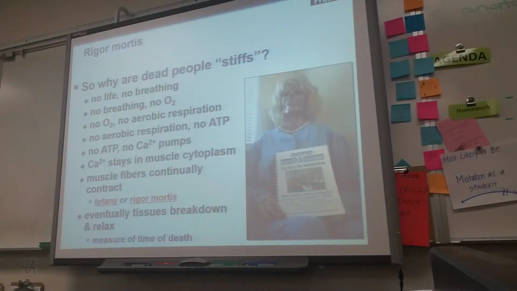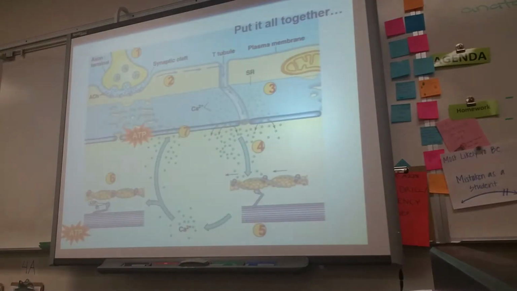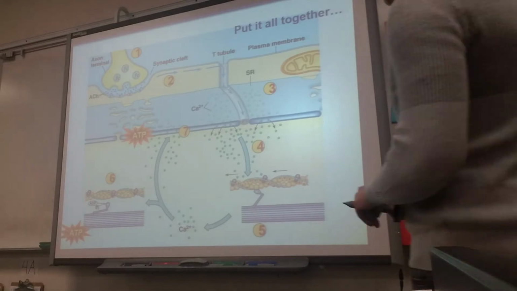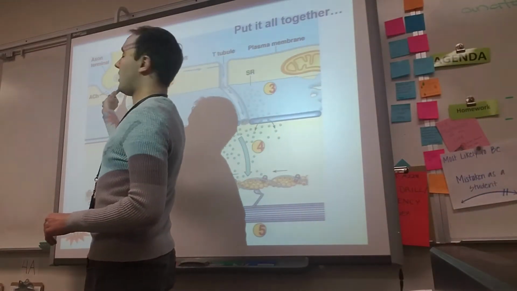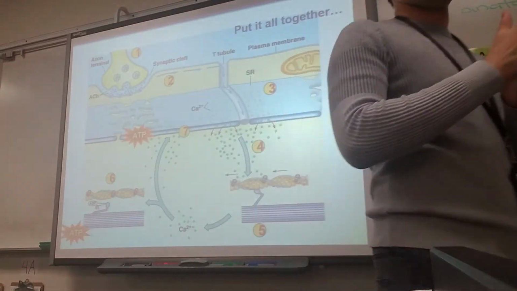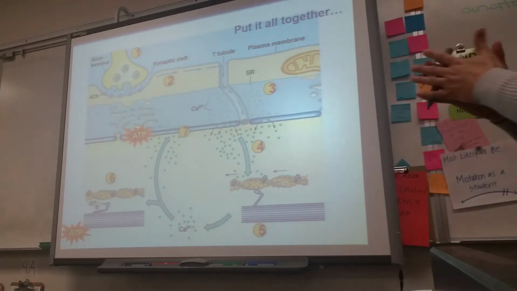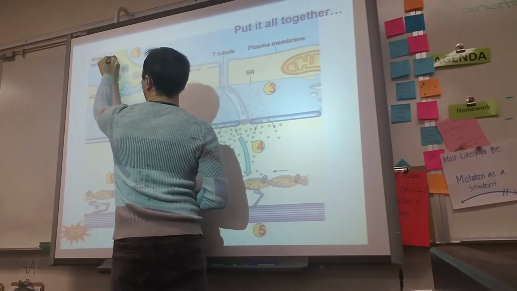All right, so the last thing we're doing. Okay, so let's kind of put this all together. Okay, so again, step one, you have your neuron at the synaptic cleft attaching to a muscle cell, right? So remember, you have this action potential building up, right?